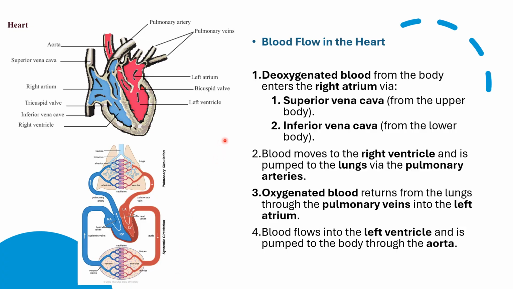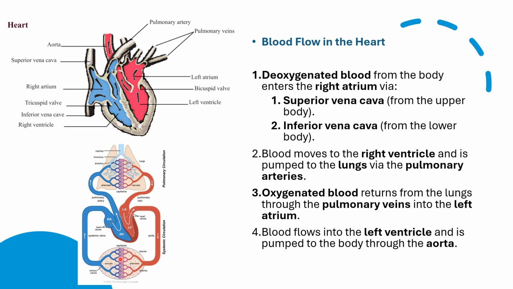So here we are going to talk about the blood flow in the heart. In the figures, usually deoxygenated blood, or blood which is low in oxygen, is indicated using blue color, and oxygenated blood, which is rich in oxygen, is usually indicated in red color. Deoxygenated blood from the body, once it has been circulating throughout the body, has spent all the nutrients and oxygen it has, and now it's coming back to the heart.